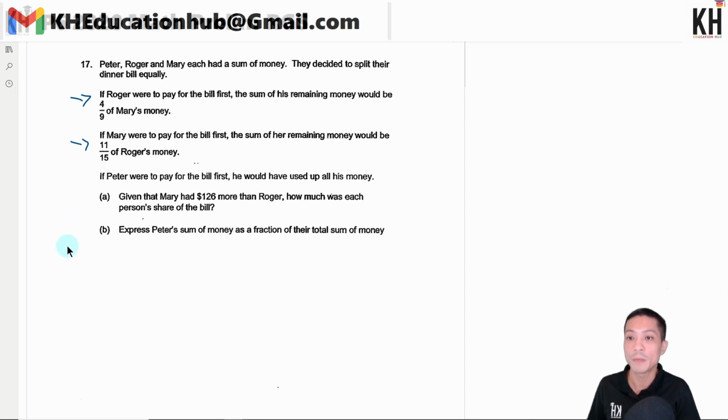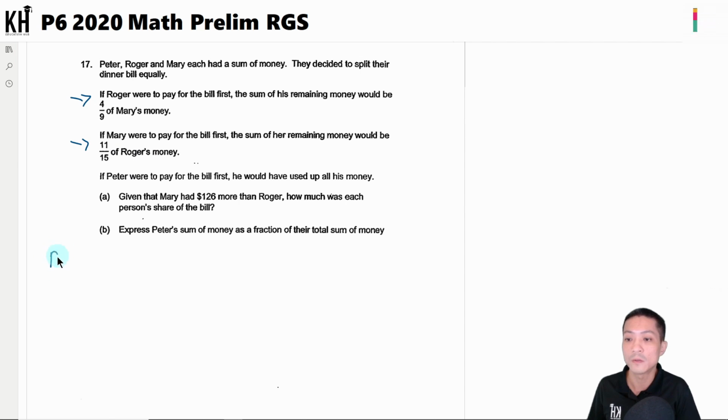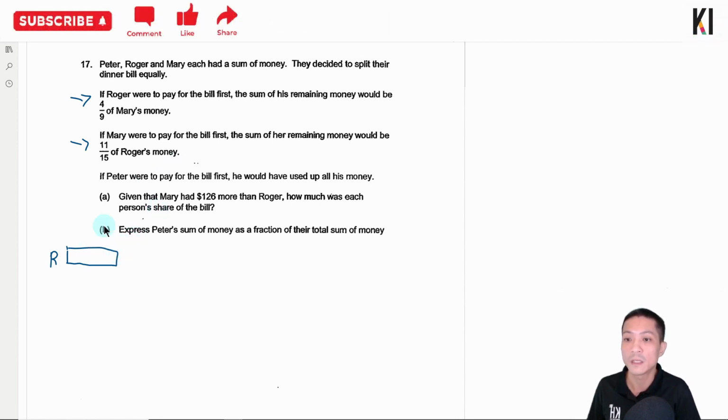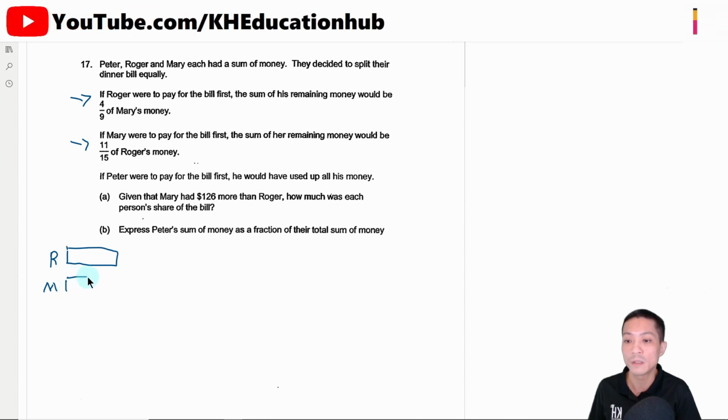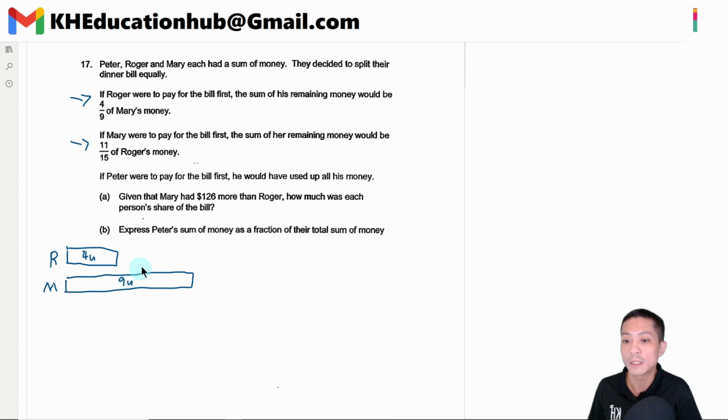Okay, if Roger would pay for the bill first, so Roger. Let's treat this as the amount of money left, and the sum of his remaining money will be 4 over 9 of Mary's money. So that means Mary will be maybe around this bar. So this will be a 4 unit, this will be a 9 unit, and I'm going to include another box that represents the bill.